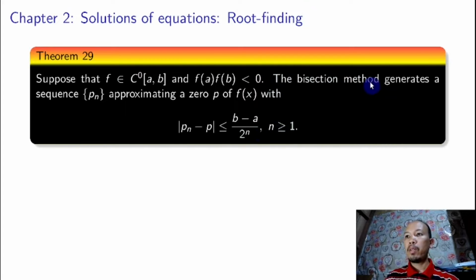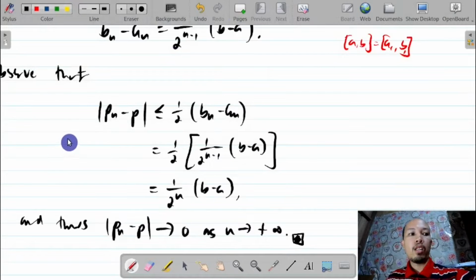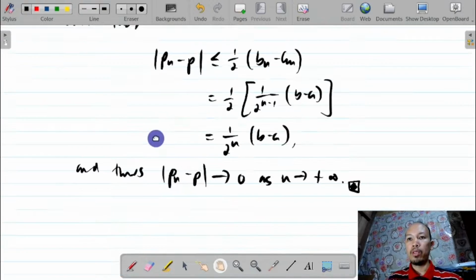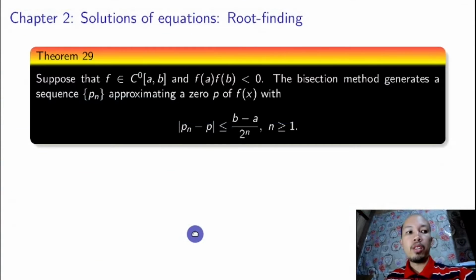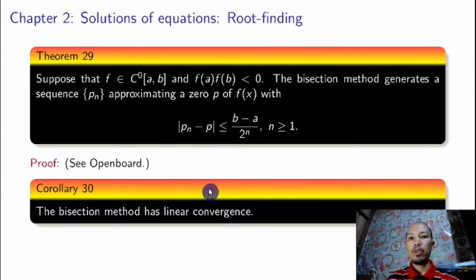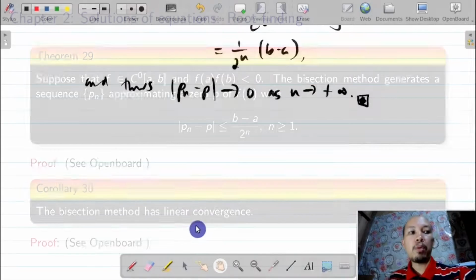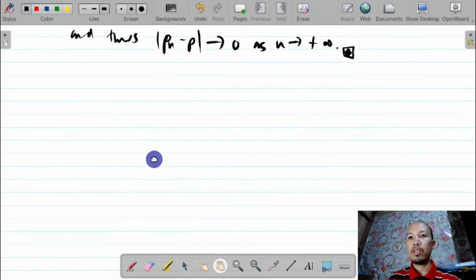Okay, the bisection method generates a sequence p sub n approximating a zero p of f of x with this output, which is, as you can see here, absolute value of p sub n minus p is less than or equal to 1 over 2 to the n times b minus a. Okay, so that's the proof for theorem 29. So let's proceed to the proof of corollary 30. Okay, again, let's open our open board. Okay, so this is the proof.